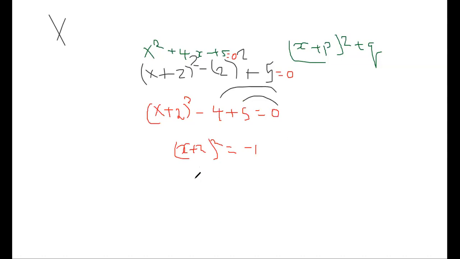So find the square root of both sides. You are going to have x plus 2 equals plus or minus square root of negative 1. Now x is equal to plus or minus square root of negative 1, minus 2. Yes, that's how that is done. Do you have any question on that? No. So if there is no question, I want to end the class there.